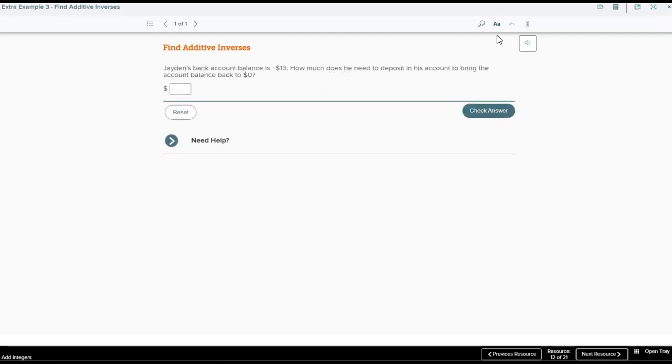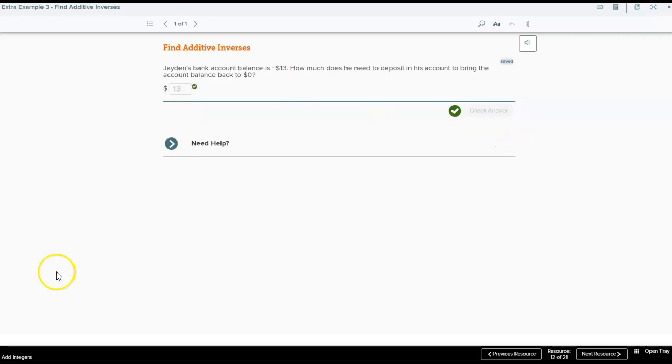Last one. Again, if we want to find the additive inverse, Jaden's bank account is negative $13. How much does he need to deposit to bring the account back to 0? So negative 13 plus what equals 0? Well, we said that negative 13 plus its additive inverse, which would be positive 13, will give us 0.